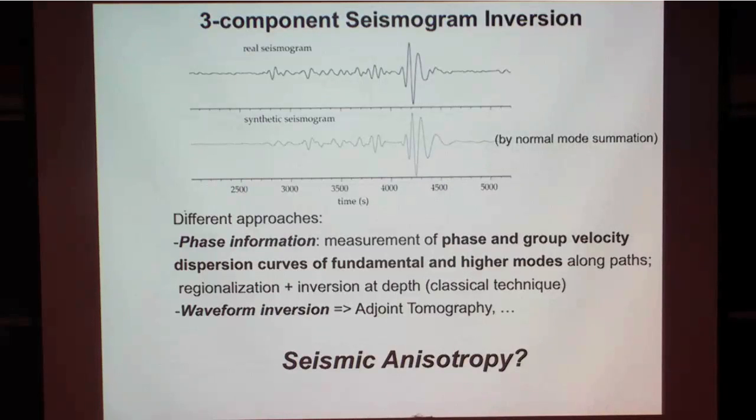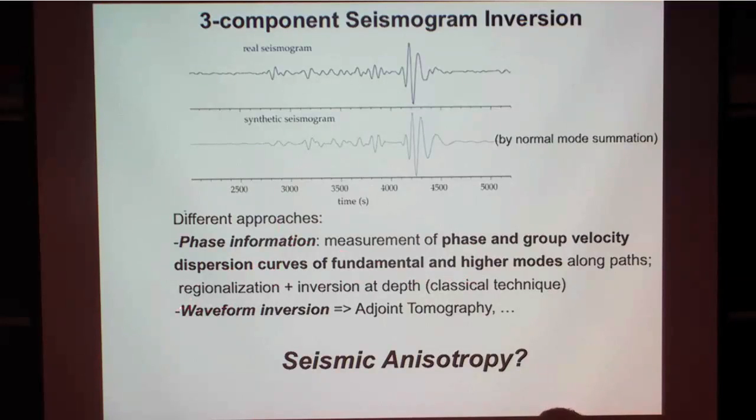And we have different approaches to explain these surface waves. We can use only the phase information. It is what is usually done by classical techniques. In that case, we measure phase and group velocities, and we do the regionalization. So we try to locate for different parts of the Earth these local phase and group velocities, and afterwards we do the inversion at depth, and that is a classical technique.